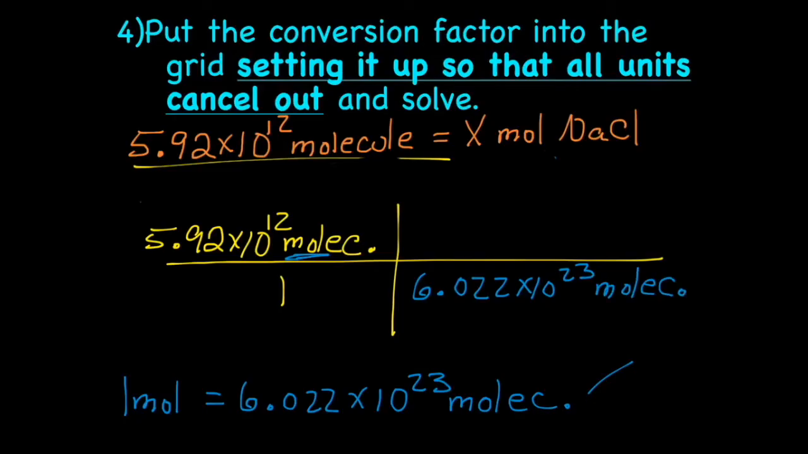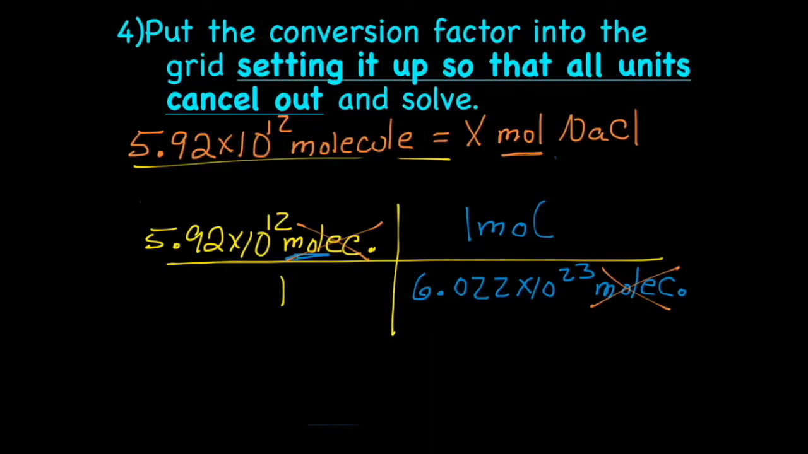Okay, so this number went here. The other one then, whatever's left over, is going to go on the top. 1 mole is going to go on the top. Now we'll note that molecules crosses out, and we're left with the unit mole, which is what we wanted in the original question. Okay? All right, and the last step is now to just solve for this.